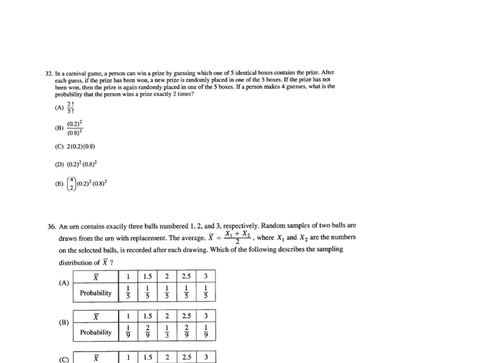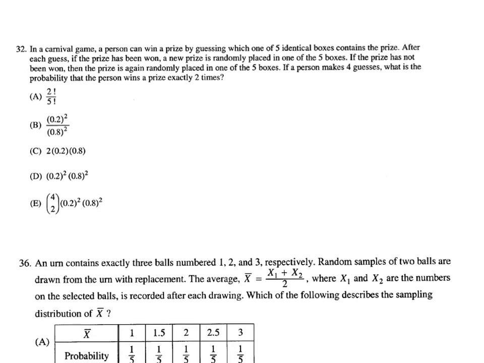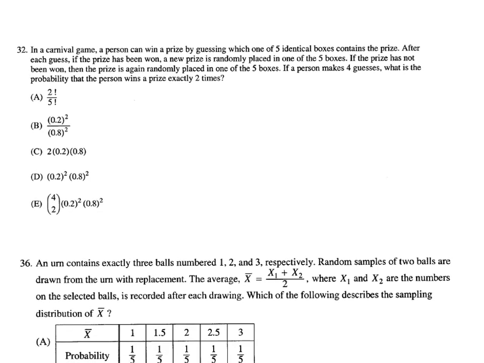Number 32, in a carnival game, a person can win a prize by guessing which one of the 5 identical boxes contain a prize. After each guess, if the prize has been won, a new prize is randomly placed in one of the 5 boxes. If the prize has not been won, then the prize is again randomly placed in one of the 5 boxes. If a person makes 4 guesses, what's the probability that the person will win exactly 2 times?